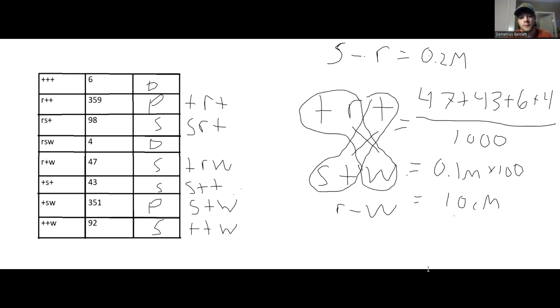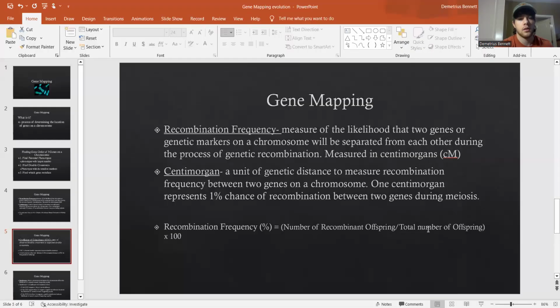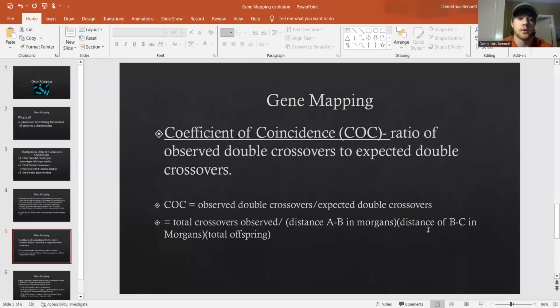And so the next question that you might get for a gene mapping question like this is the coefficient of coincidence. So going back to the slides again, what is the coefficient of coincidence? It's the ratio of observed double crossovers to the expected double crossovers. And how do you find the expected double crossovers? Because we know the observed double crossovers we have, right? There were 10 of them.